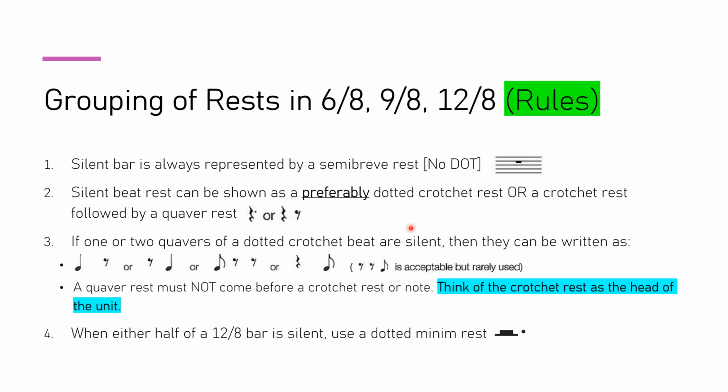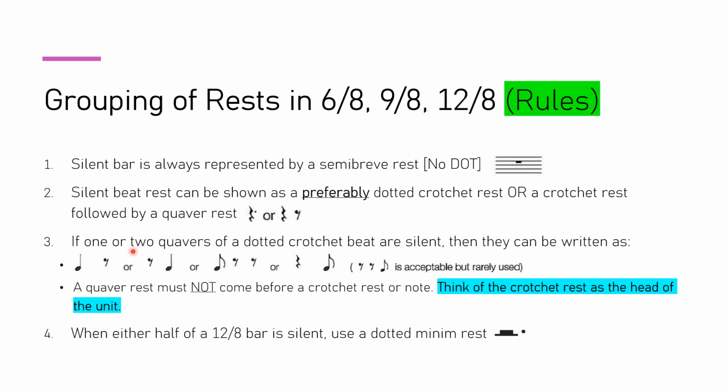So if you have a beat, a dotted crochet as a rest, you can just put a dotted crochet rest, which is what we prefer to show, to retain that dot. Or if you want, you can change the dot to become a note, which is what? A quaver. But I said that this is the one that is mostly preferred. But if you write this in the exam, it's fine.